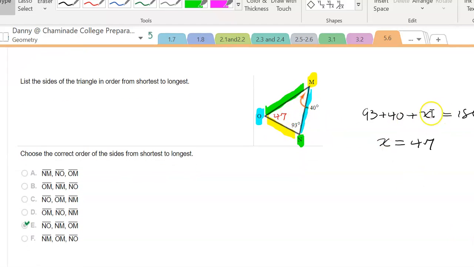Here we're given two angles, so we can figure out the third by adding and subtracting from 180, get 47. And then we could see, we can go by angle measure. So 40 is the smallest one, so M here. So that means its side ON must be the shortest one, and so forth.